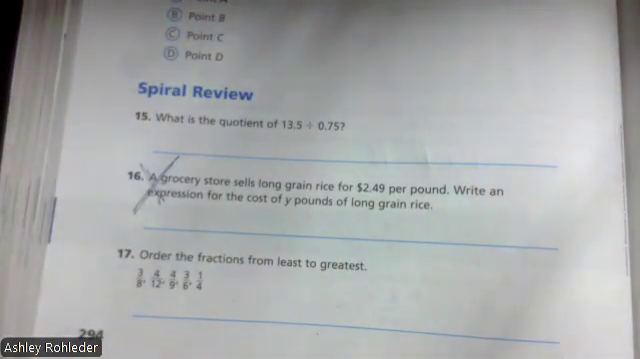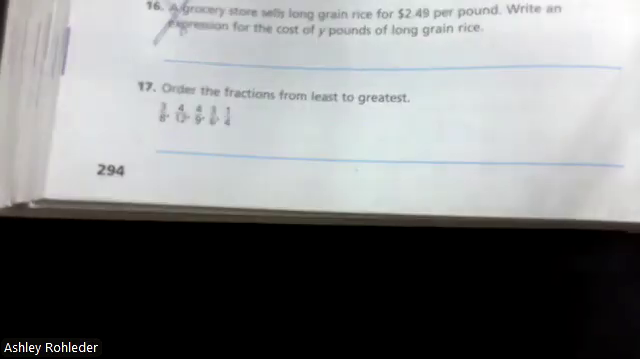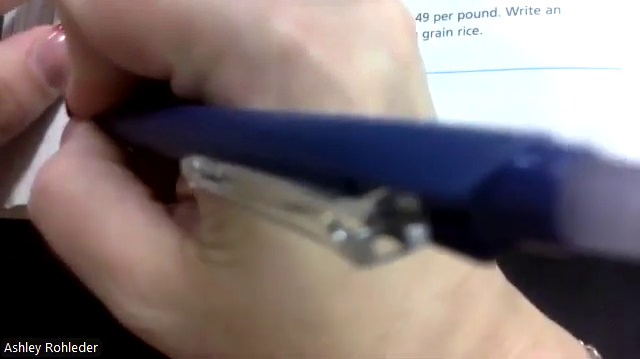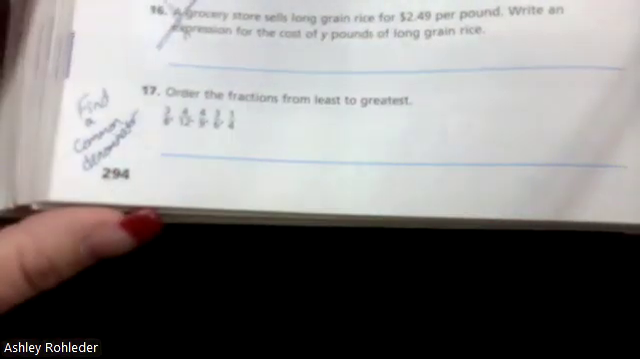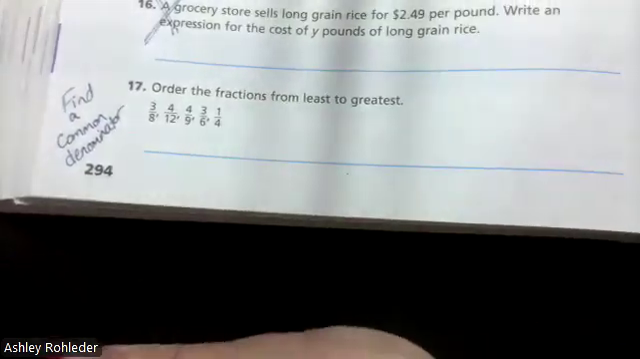Okay, number 17, you have to order the fractions from least to greatest. So you're going to compare the fractions, right? When you compare fractions, what do you have to do? Find a common denominator. Okay, questions? All right.